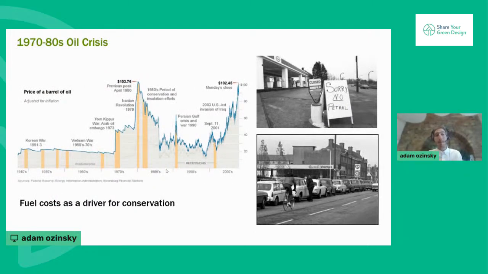At about the same time, there's also the 1970s and 80s-ish oil crisis. And I bring this up for a couple of reasons. Number one, because I think it shows how punitive cost and punitive price can be a driver for action and for conservation. In the late 70s, early 80s, oil was around about the same cost as it is today. And it sparked a period of conservation and mass insulation efforts. And the other reason I bring it up is because it's scarily close to where we are at the moment in terms of an oil price.